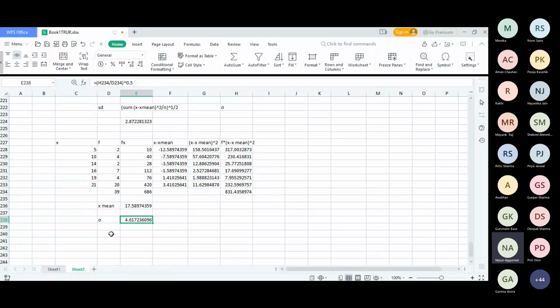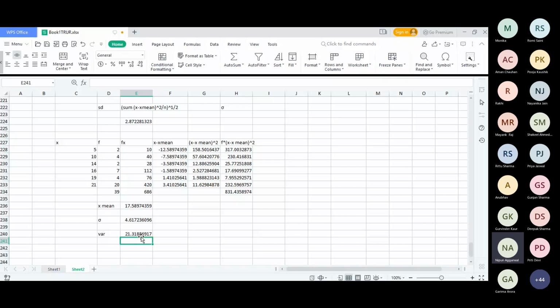Fine. And if we want to calculate the variance, the variance is the square of the SD. So this raised to the power 2 becomes 21.318, and that becomes your variance.